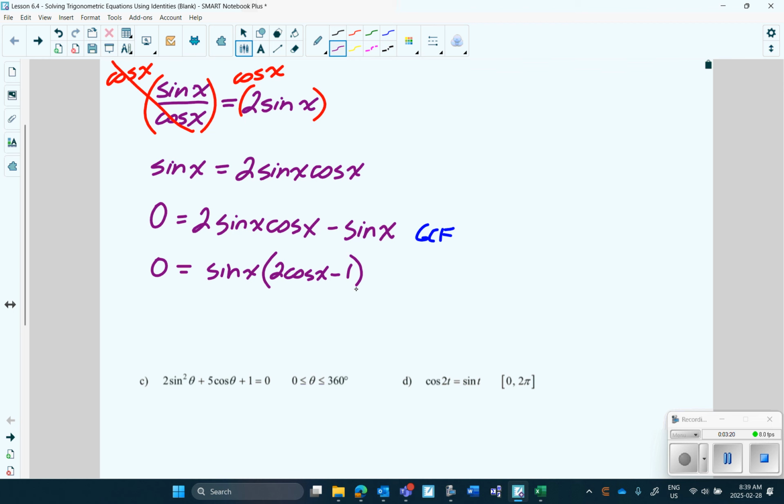And remember how, after we factor, how we solve? We set each of the factors equal to 0. So sine x equals 0. And 2 cos x minus 1 equals 0, which means if we add 1 and divide by 2, cos x will equal a half.